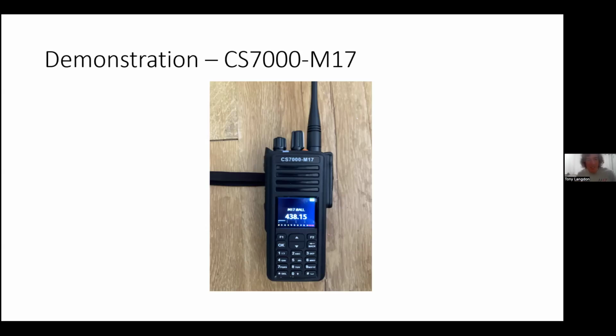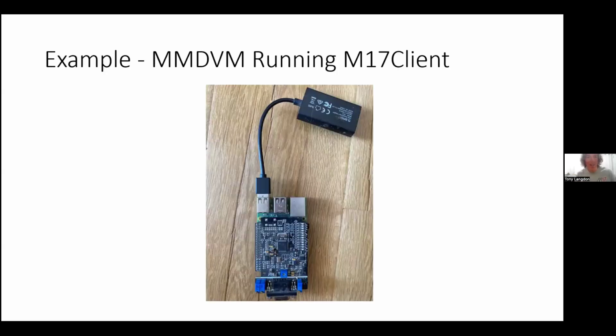So that was the CS7000 M17. I'll just show you some of the other equipment I've got. That's the MMDVM with the M17 client, and that's the Pi with the board on at the bottom. At the top's a sound device for connecting a headset. So I put the headset on, and that's controlled through a PC running X. I use a remote X because I don't have an HDMI setup that's portable enough for it.